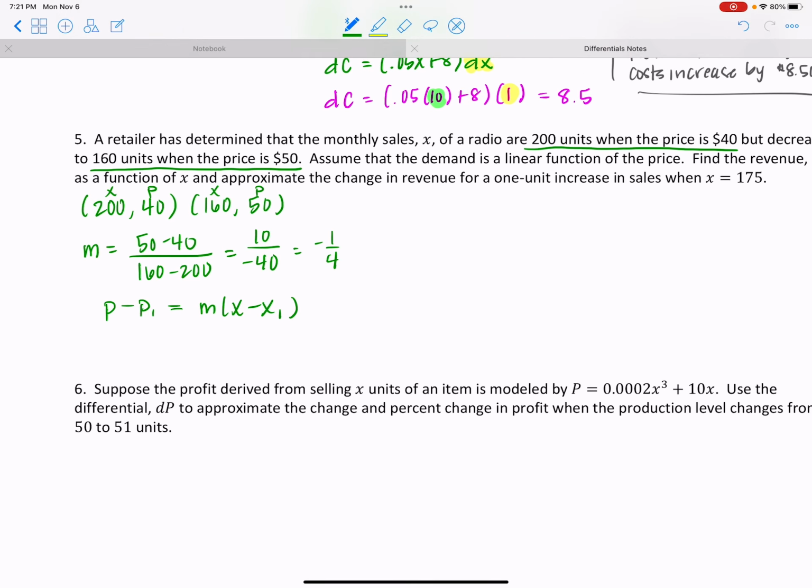So we're going to have p minus, I'm going to use p1 here as 40. And you can use the second coordinate, it doesn't really matter. Slope is negative 1/4. That's going to be multiplied by x minus x1, which will be 200. And I'm going to run out of space.